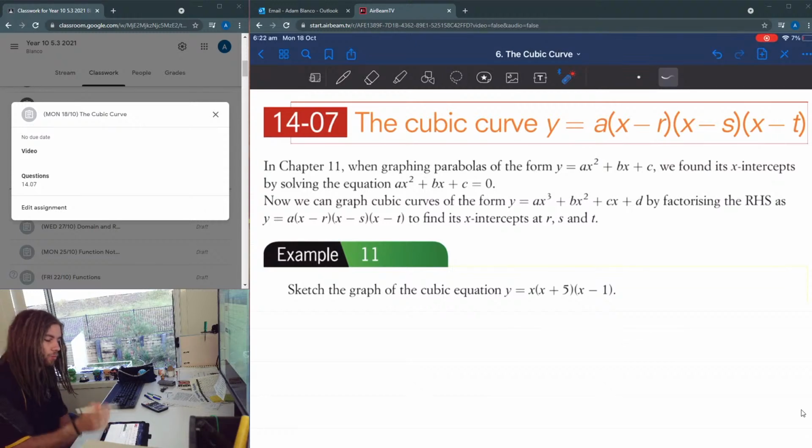So once I have it factorized, I've done all the hard work, I've used long division, I've used either the remainder or the factor theorem, and I have it in a factorized form. Now I can draw it.